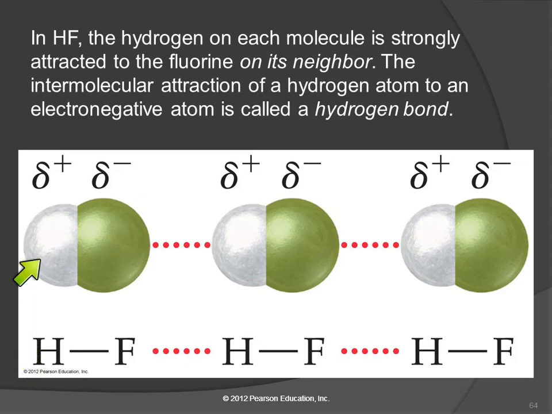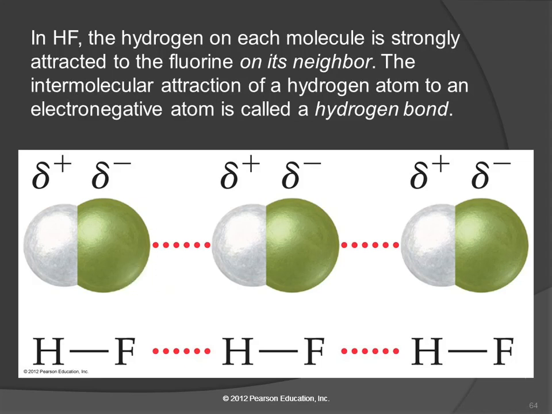This bond is especially polar because fluorine is very electronegative. And so it hogs the electrons more than any other atom does. So this one has a larger partial negative charge and a larger partial positive charge. Additionally, these molecules are small and they can get really close together. So the attraction between the fluorine of one molecule and the hydrogen of a different molecule is the hydrogen bond.